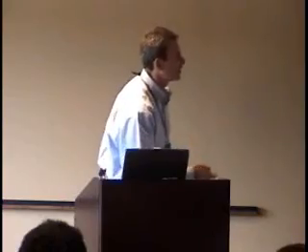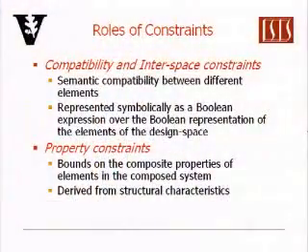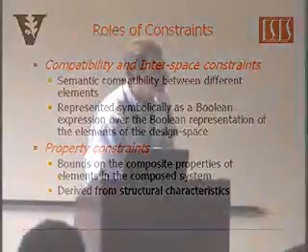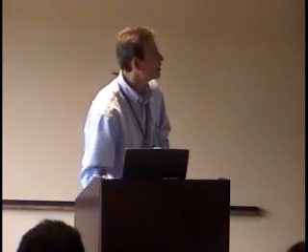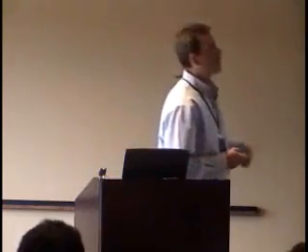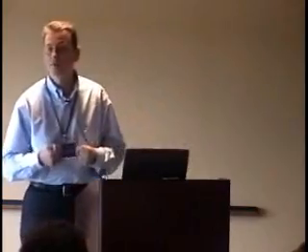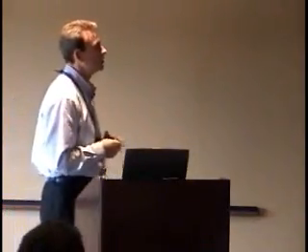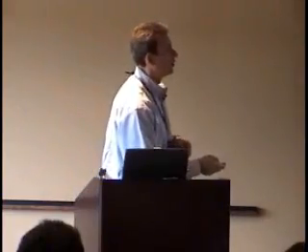And the next element of the design space representation are the constraints that we would like to evaluate our design space over. For that, we use OCL, and we have to describe some things in more detail about the constraints. We have two different types of constraints. We have compatibility and interspace constraints that describe semantic compatibility between components. For example, we can say component A always requires component B. We represent them symbolically using a Boolean expression over the Boolean representation of the elements of the design space.